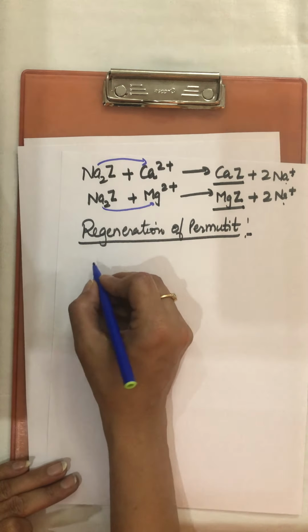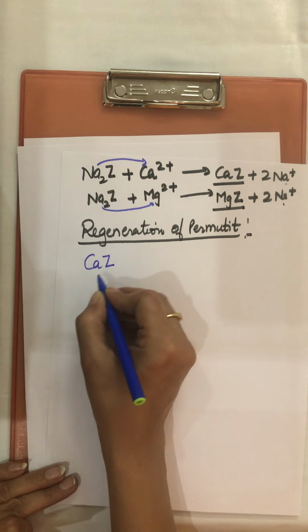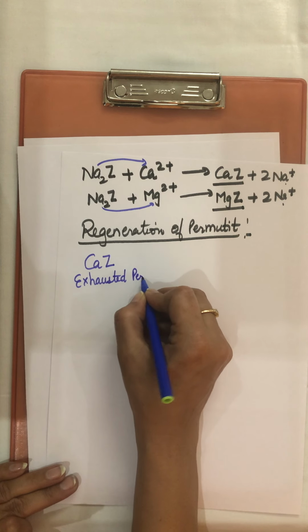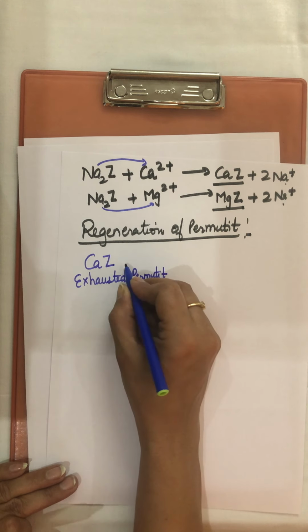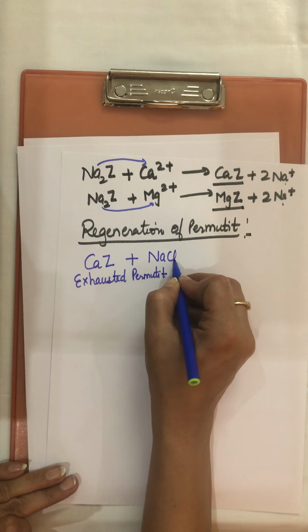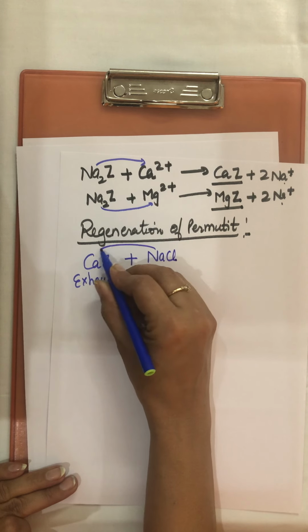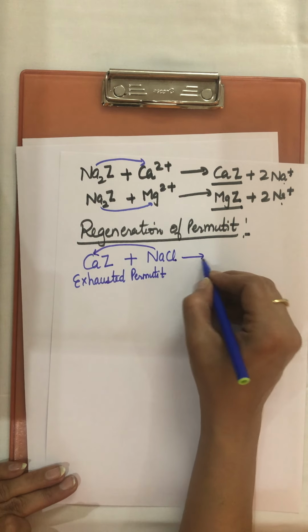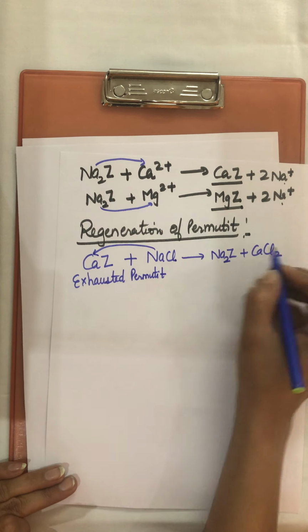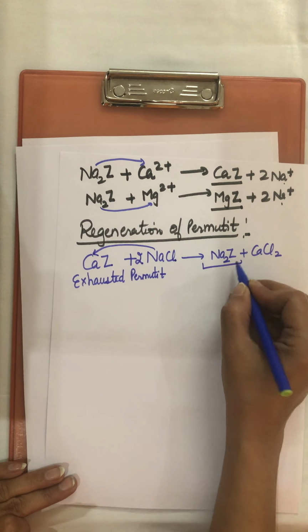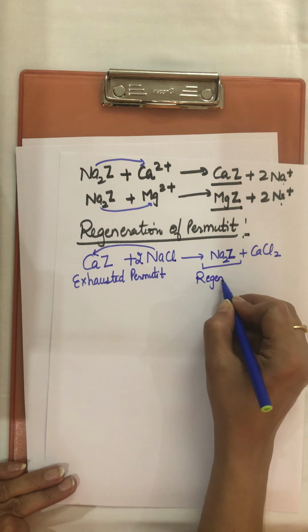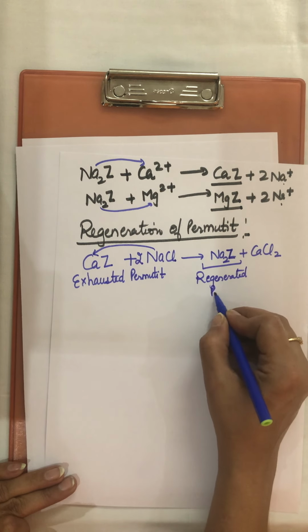So in regeneration, now this is an exhausted permutit which has got exchanged with the calcium and magnesium of the hard water. When we are spraying NaCl from top, again there is exchange of ions. Na will come here. This becomes Na2Z and CaCl2. So this is again in the Z. Again in permutit the Na has come. So this is regenerated permutit.